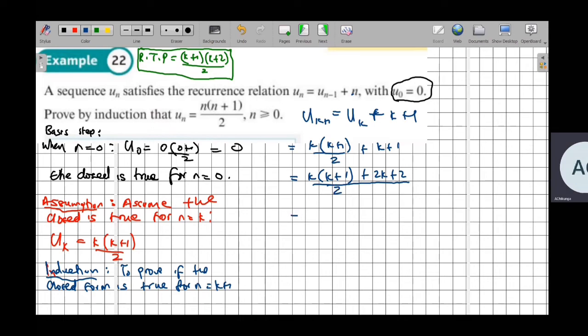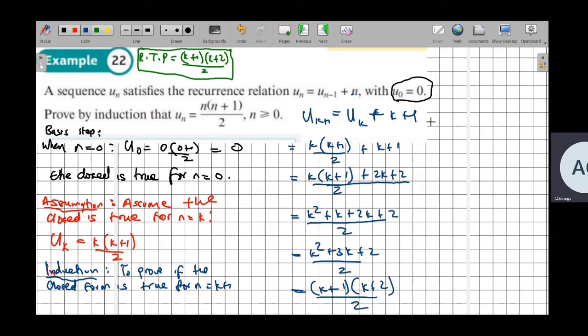So what are we going to have here? k squared plus k plus 2k plus 2, all over 2, which is k squared plus 3k plus 2 over 2. That's another way. You can just factorize this: it is (k plus 1)(k plus 2) over 2.